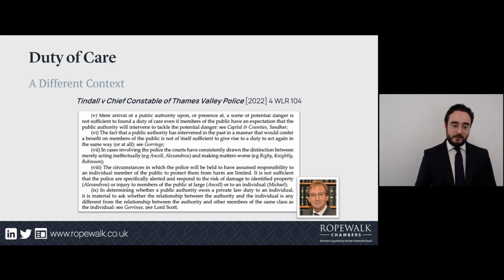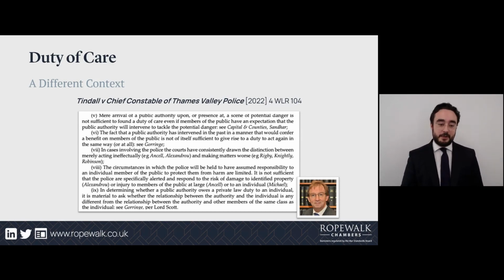Number 8, the circumstances in which police and public bodies will have assumed responsibility to an individual member of the public are limited. It is not sufficient that the police are specifically alerted to a particular risk to either property, a group of the public at large, or to an individual. That's drawing on the Supreme Court's decision in the case of Michael. And then finally, a relevant question to ask in relation to whether a public authority owes a duty of care to an individual is whether the relationship between the authority and that individual is any different to the relationship between the authority and other members of the same class as that individual. So you need something that really makes them stand out as someone to whom a responsibility has been assumed.